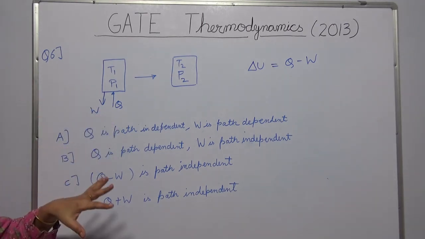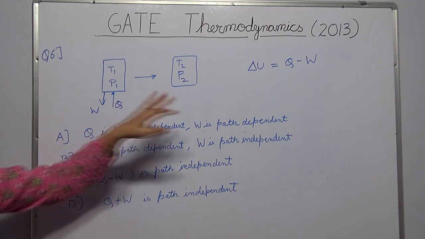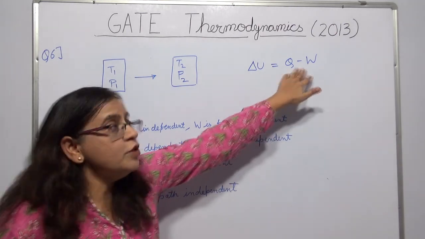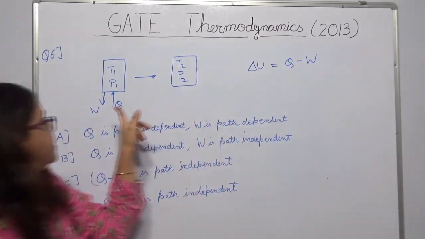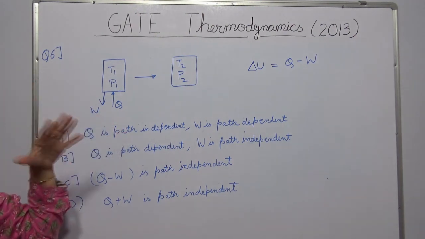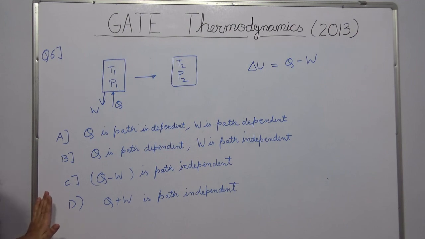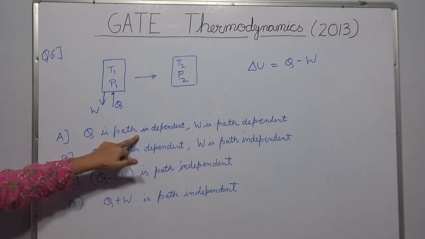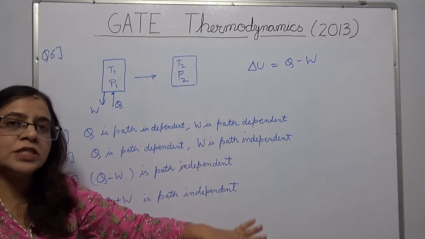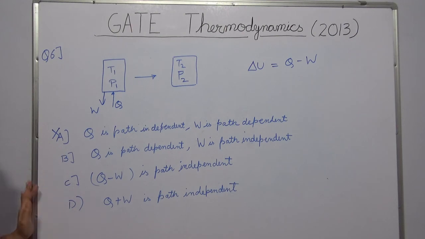They have given you the sign convention which was followed in olden days. Okay, that your change in the internal energy is equal to Q minus W, where Q is the heat absorbed by the system and W is the work done by the system. Okay, so they have defined the sign convention. Now they have asked which of them is correct. Okay, so Q is path independent, W is path dependent. No, we know that both these quantities are path functions, so option A is wrong.